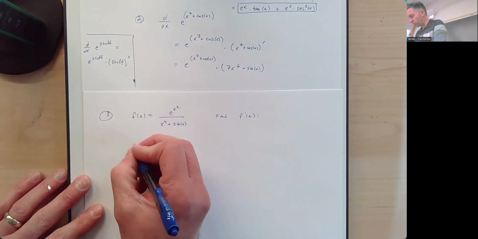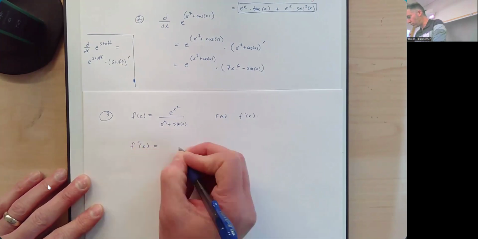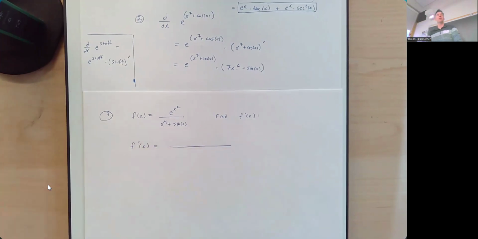So why don't you all give this one a shot? Try using the quotient rule. I'll remind you it's going to be the bottom times the derivative of the top minus the top times the derivative of the bottom, all divided by the bottom squared. I'll give you a minute and 15 seconds.